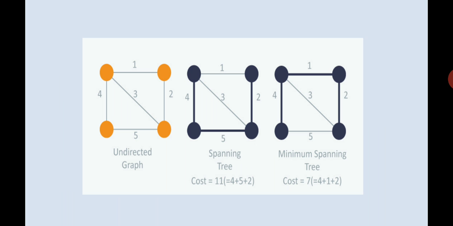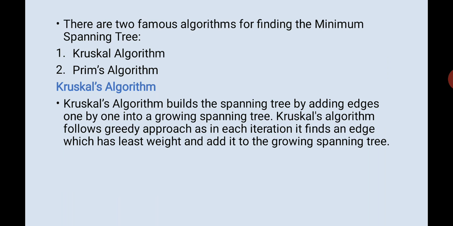See, if I join 3 in here, it is not a minimum spanning tree, since I've left this one node, and also it cannot form a cycle, right? So a tree never forms a cycle. You just remember this. There are two famous algorithms for finding the minimum spanning tree, that is Kruskal's algorithm and Prim's algorithm.